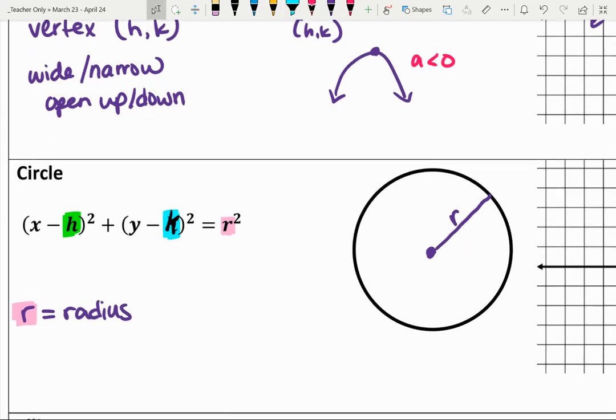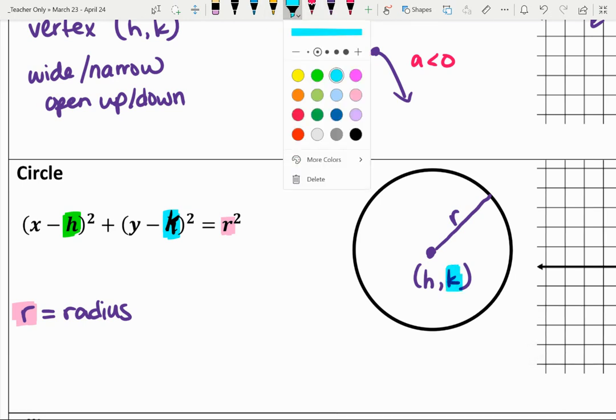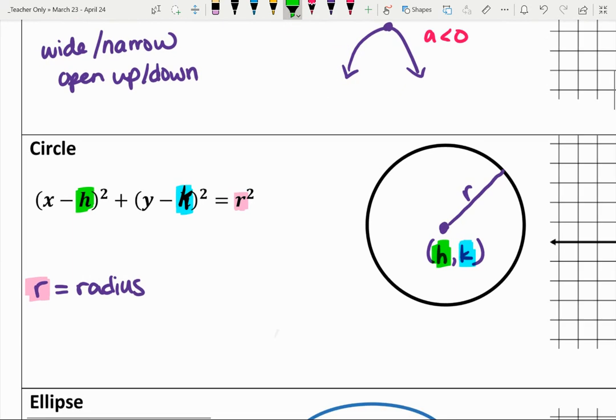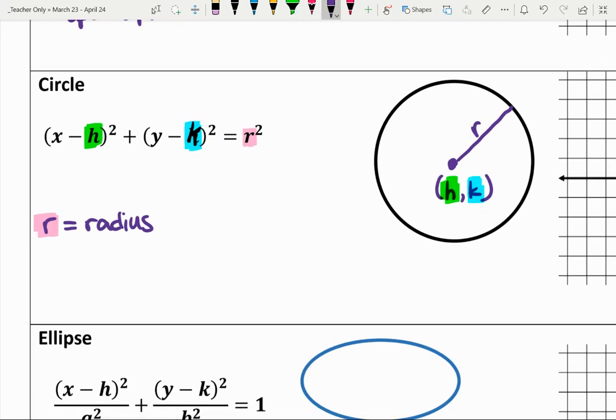And h and k, just like they represent the vertex of a parabola, they represent the center of the circle. H and k represent the x and y coordinates of the center of our circle. So I'm just going to write that down here. Our center is at the coordinate point h, k. And again, that should be k, because it's getting less and less clear to me.